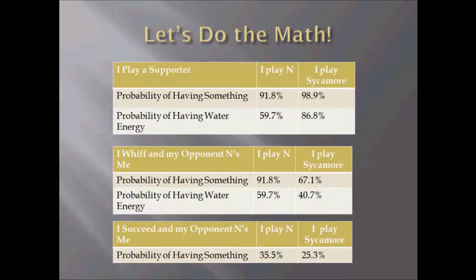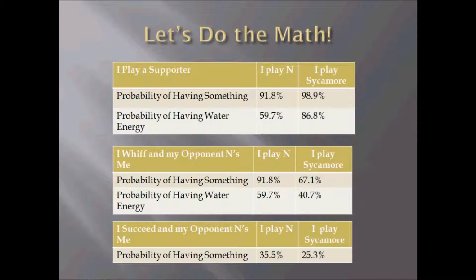As you can see, if I play a Sycamore, I have basically a 26% higher chance, a quarter extra, of getting the card that I need compared to if I play an N. So it looks like I should play a Sycamore, right? But let's say I whiff. Let's say I get nothing. More importantly, my opponent ends me because he has that N in hand.